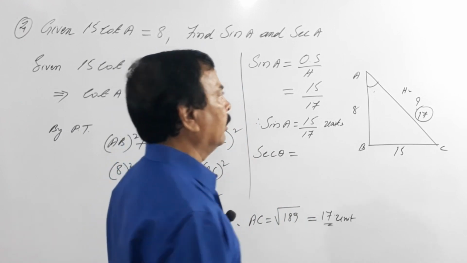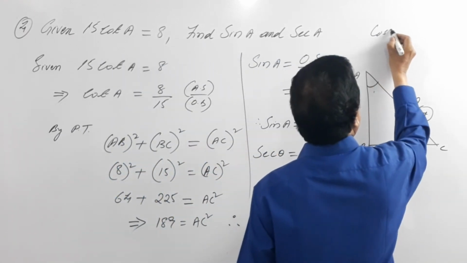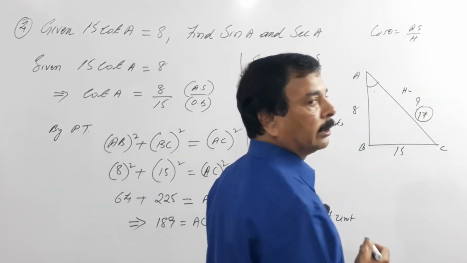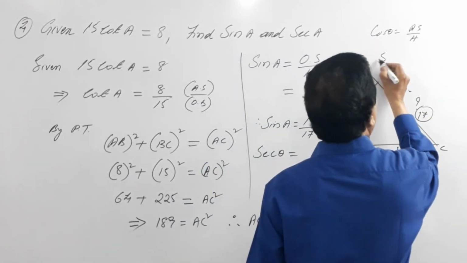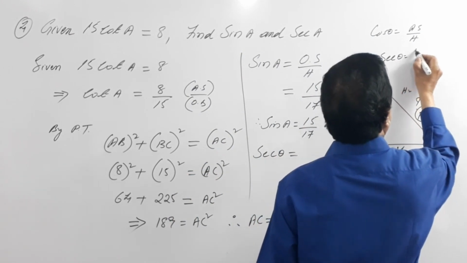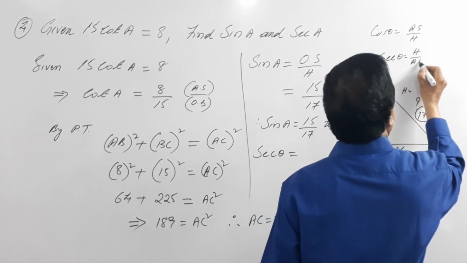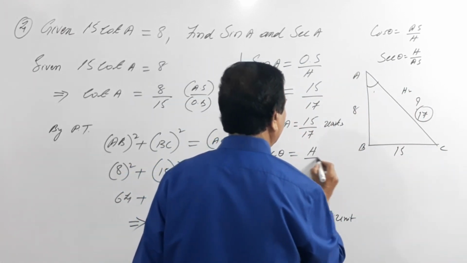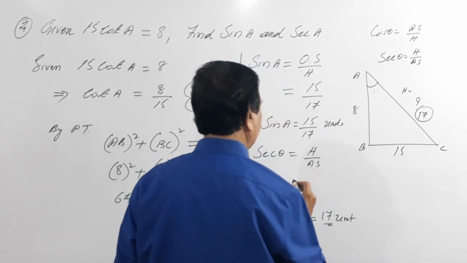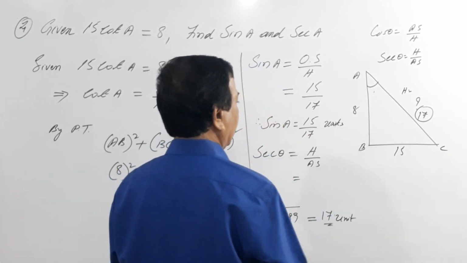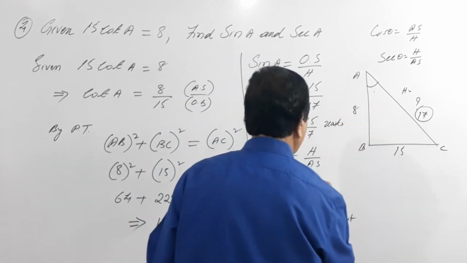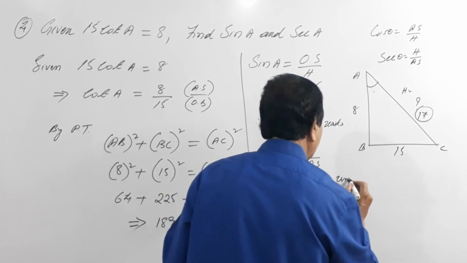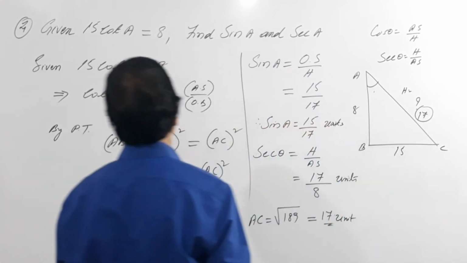is what? Now we know cos theta. Cos theta is adjacent side by hypotenuse. Secant is reciprocal. Secant will be what? Secant theta will be hypotenuse by adjacent side. So this will be hypotenuse by adjacent side. So what is hypotenuse? Hypotenuse 17, adjacent is 8. So units.